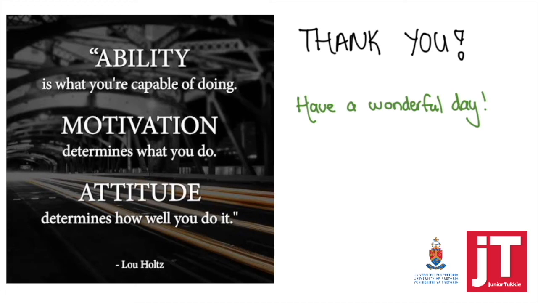I want to leave you with the quote, ability is what you are capable of doing. Motivation determines what you do. Attitude determines how well you do it.